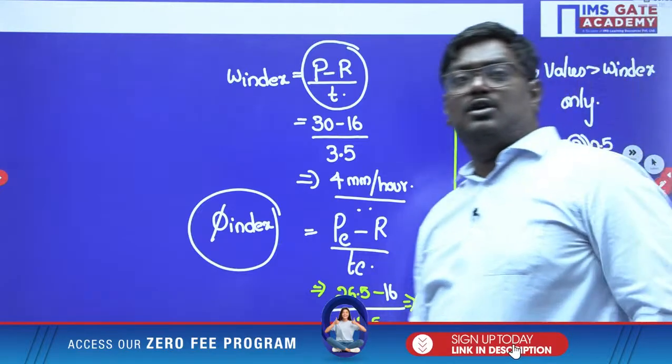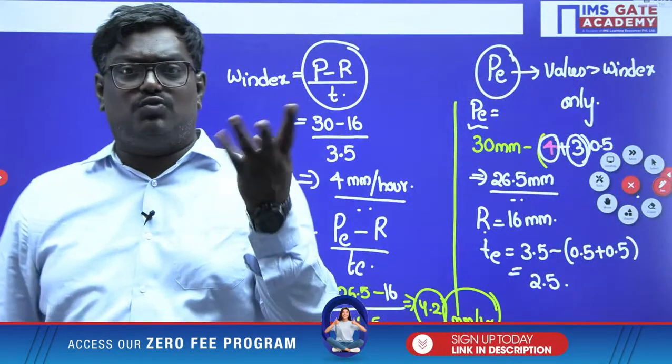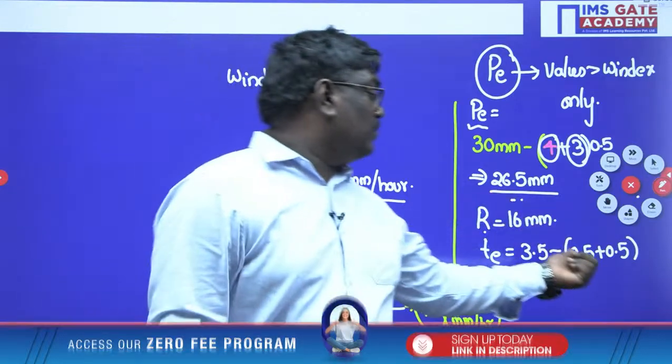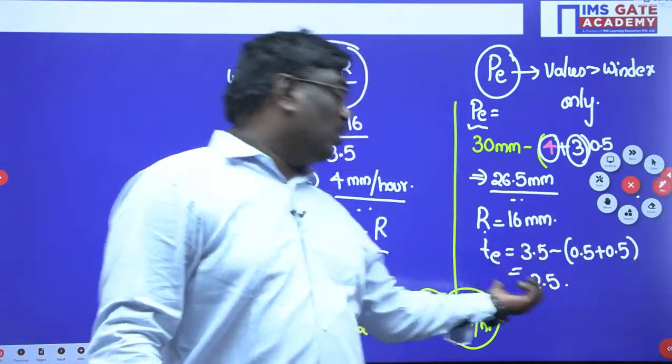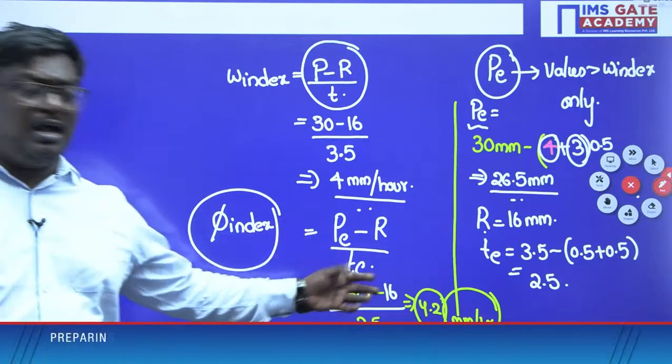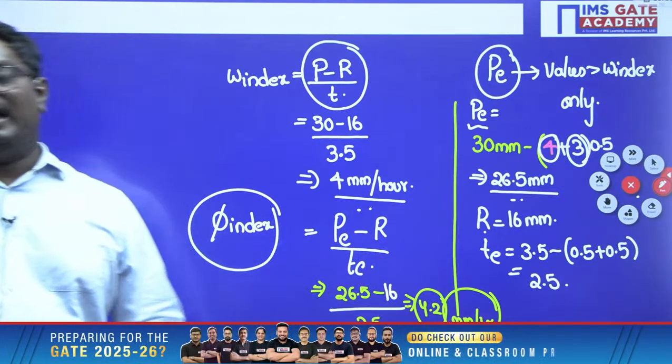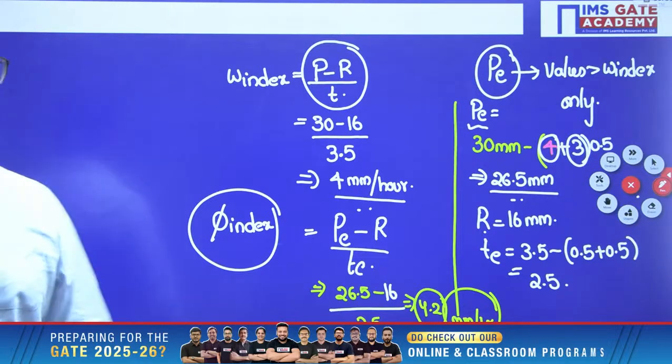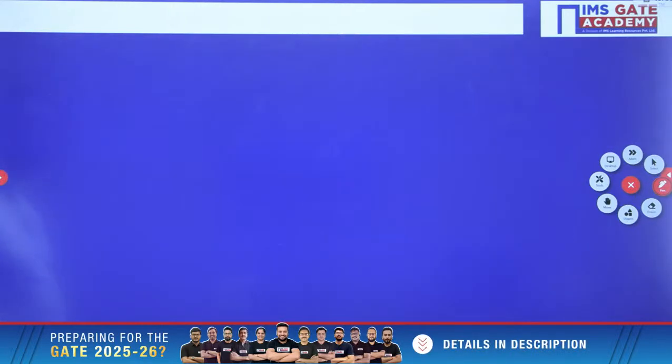exclude. So we have excluded two values, one is 4 and 3. So I have excluded 0.5 hour and 0.5 hour, and you got the time of excess. Now you just plug those values into the formula and you get a value of 4.2 mm per hour. I hope this solution is clear for you. Okay.